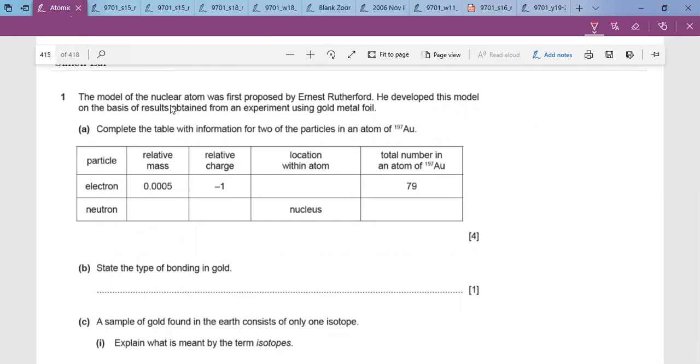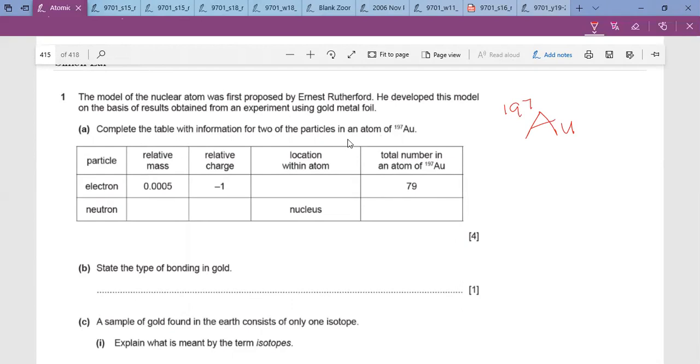Now, the model of the nuclear atom was first proposed by Ernest Rutherford. Okay, so complete a table with the information of 2 particles, right? Particles means the smallest substances in an atom. That means the particles of an atom are actually called subatomic particles, of gold. Remember, they say here gold is how much? 1 AU. Gold price going up. 197. Okay, right? Now the mass of the electron is 0.005.